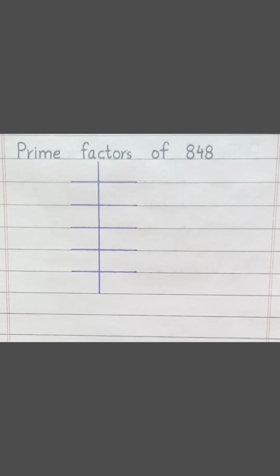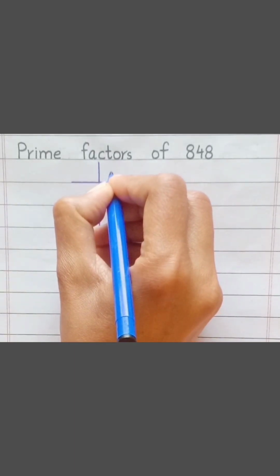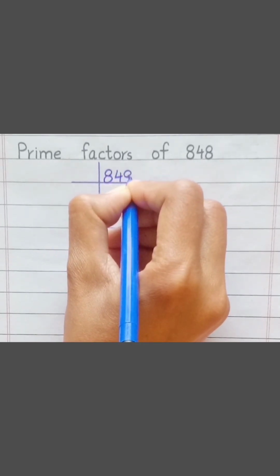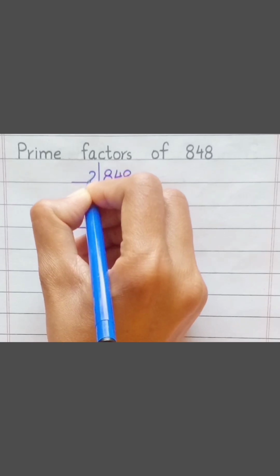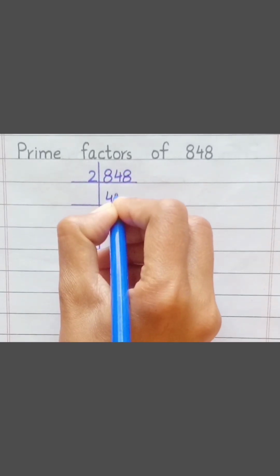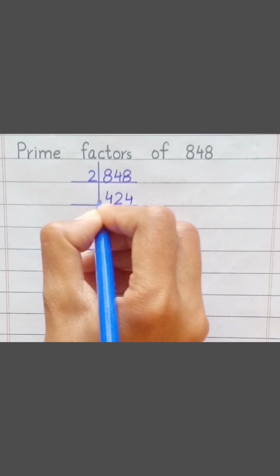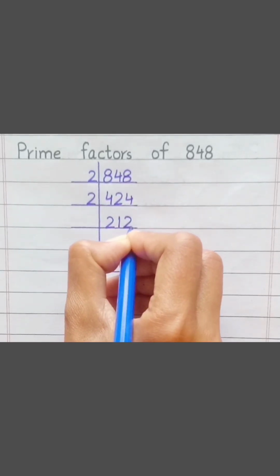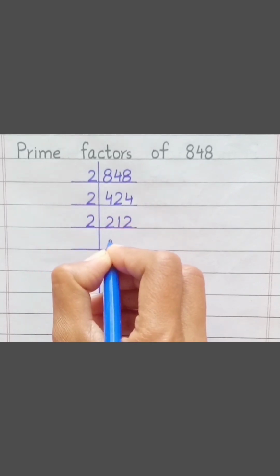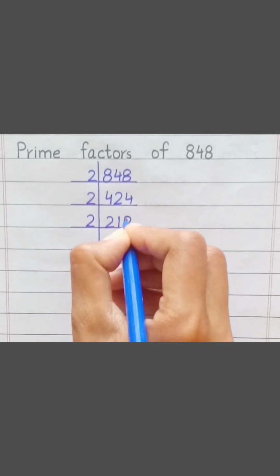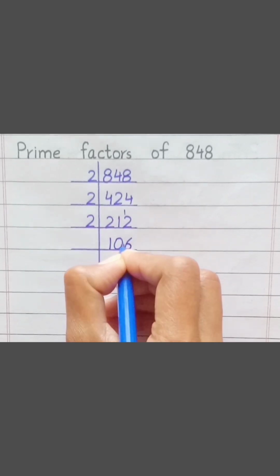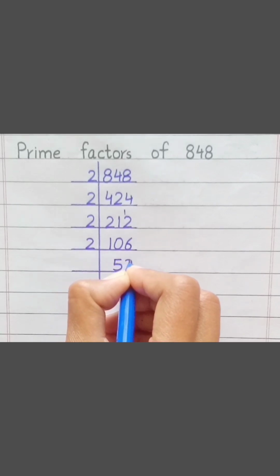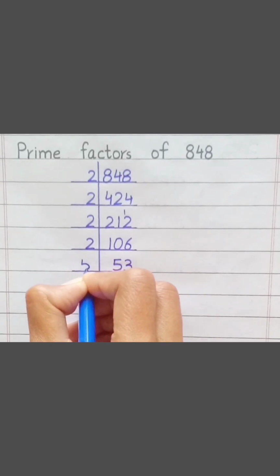Prime factors of 848. 2 fours are 8, 2 twos are 4, 2 fours are 8, 2 twos are 4, 2 ones are 2, 2 twos are 4, 2 ones are 2, 2 zeros are 0, 2 sixes are 12, 2 fives are 10, 2 threes are 6, 53 ones are 53.